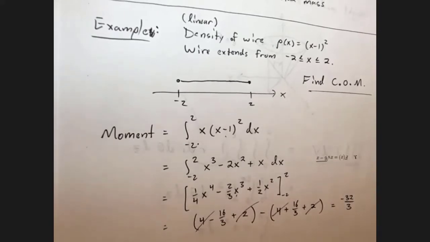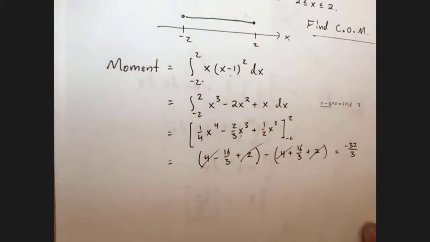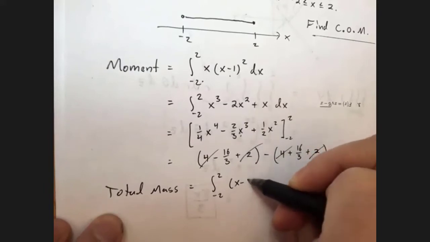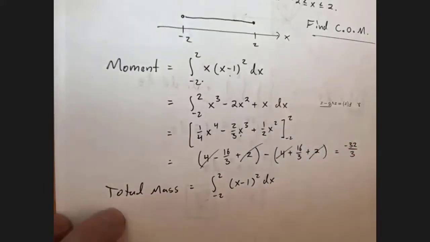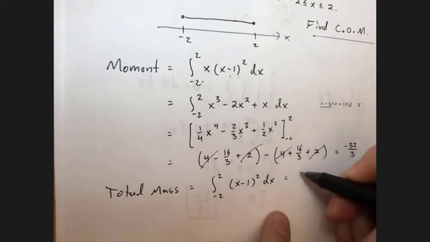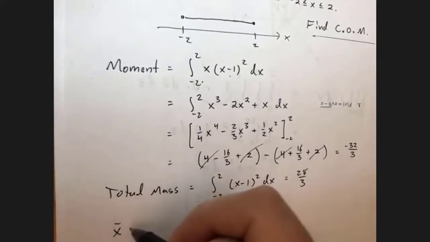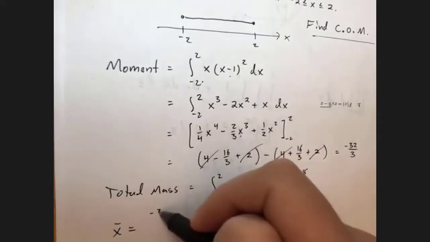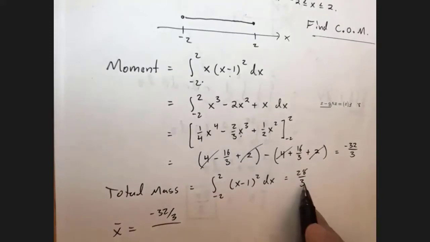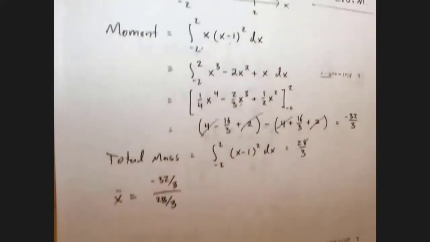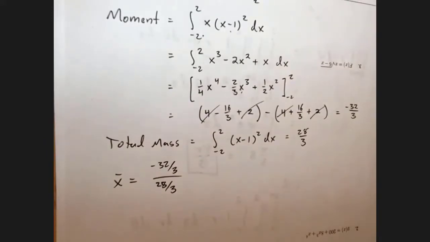All right, that's the moment. We also need to get the total mass here. Well, that's just the integral from -2 to 2 of (x - 1)^2 dx. If you work that out, you should get 28/3. And so the center of mass is going to be the moment divided by the total mass, right?